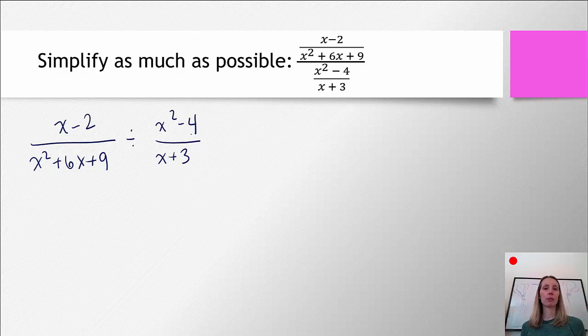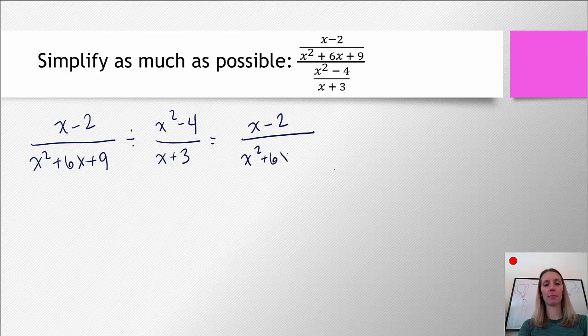It's still not written as multiplication, so I don't want to check for common factors between the numerator and denominator yet. Now that I've rewritten it using the little division sign, let's apply that property that says this is equivalent to multiplying by the reciprocal. I'll get x minus 2 divided by x squared plus 6x plus 9 times the reciprocal, which will be x plus 3 over x squared minus 4.